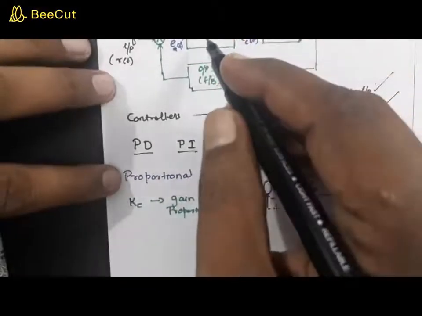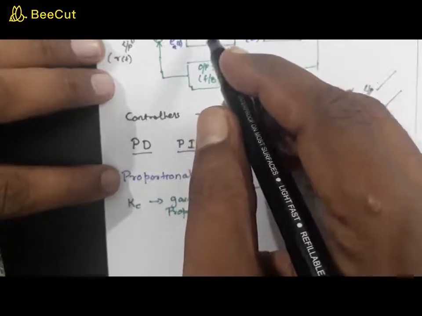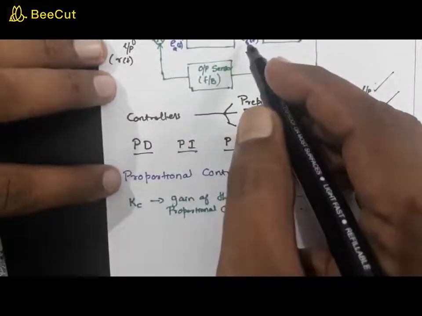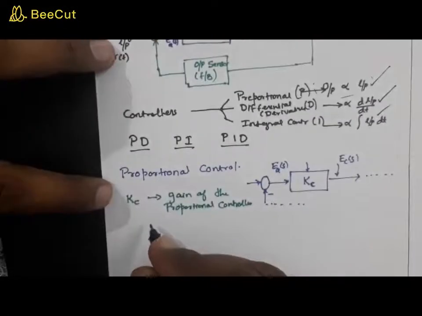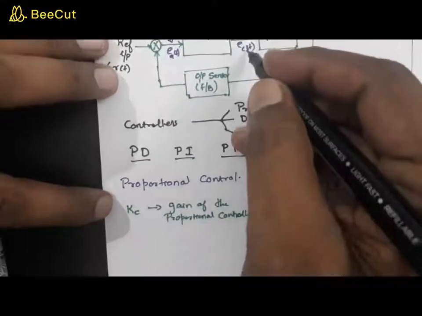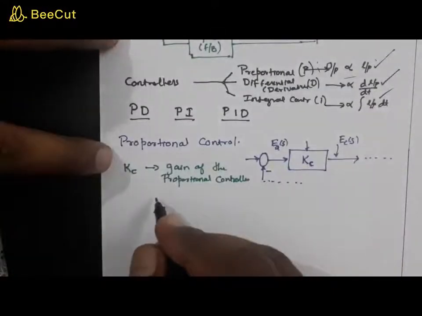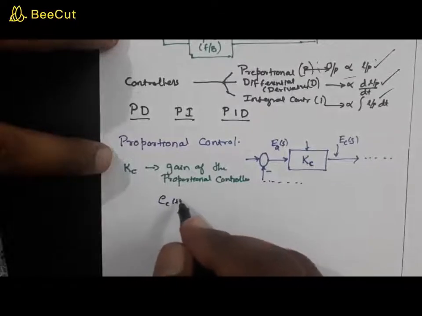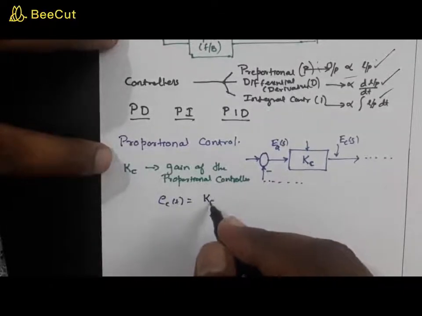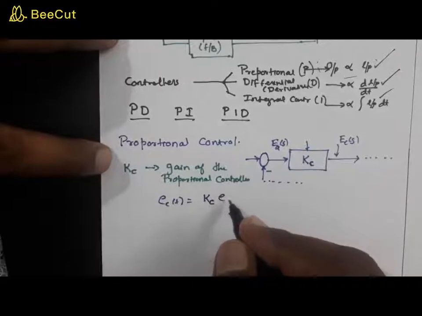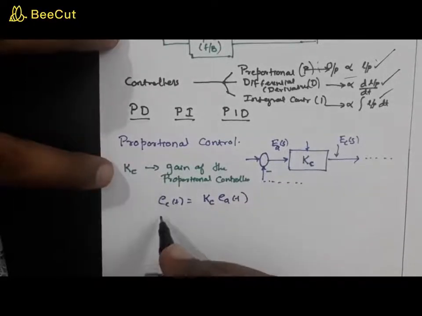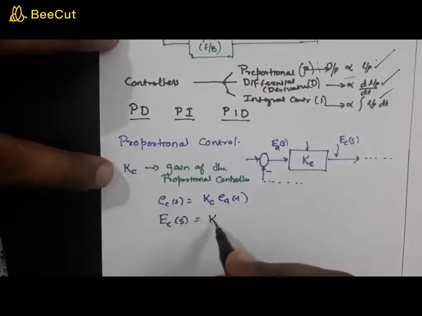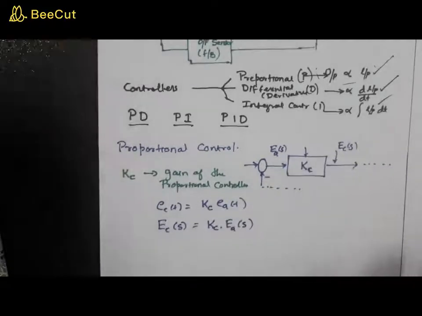Now from this basic equation, if this works as a gain, you can simply write an equation corresponding to EC of t and EA of t as EC of t is equal to Kc times EA of t. Or taking the Laplace transform, this will be EC of S is equal to Kc into EA of S. Okay, so this is it.